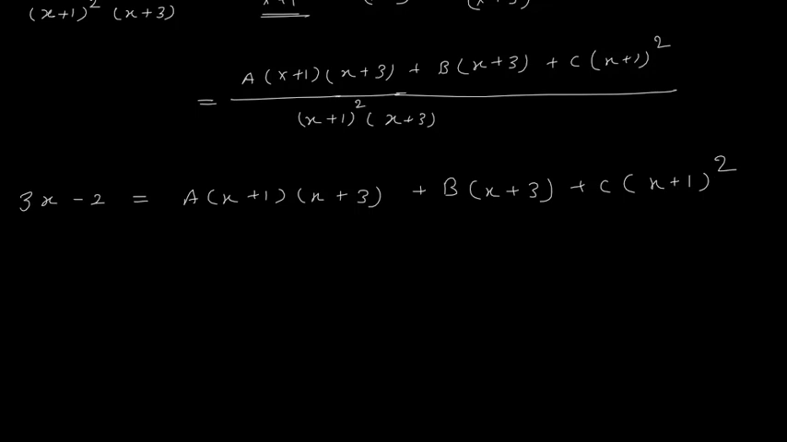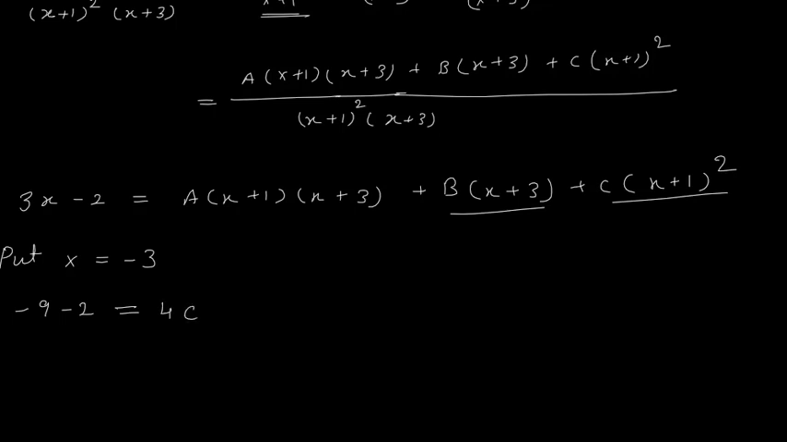We are going to make either this part 0, or this part 0. So I have two choices: I can put x equals minus 3 or x equals minus 1. Let us put x equals minus 3. When I put x equals minus 3, this first term will become 0. Here, if I put x equals minus 3, it is minus 9, minus 2. And on the right hand side, this first term will become 0, this second term will become 0, and here minus 3 plus 1 is minus 2, minus 2 square is 4. So this is 4c.